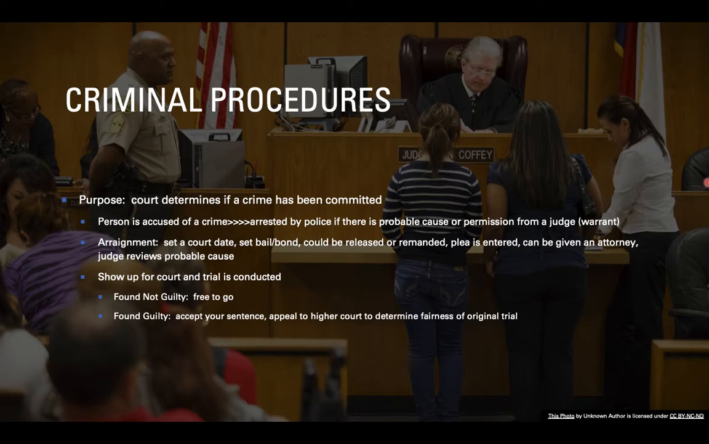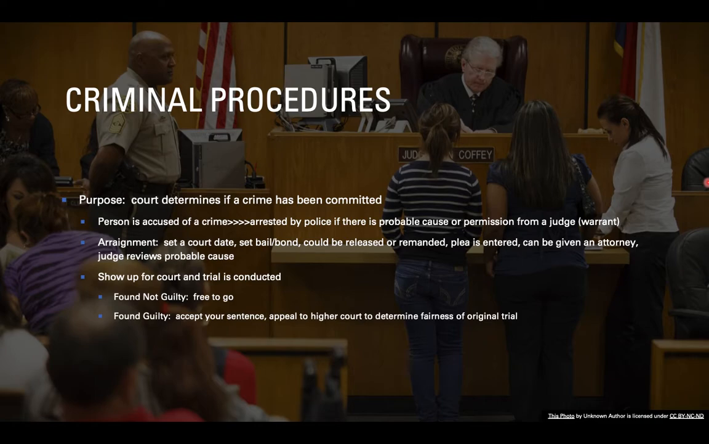If there is no probable cause, you can get permission from a judge, which is a warrant, who's going to want to see probable cause, who's going to want evidence to not necessarily prove your innocence or guilt, but to prove that there is a likelihood that a crime has been committed. Okay, so that's the first step.